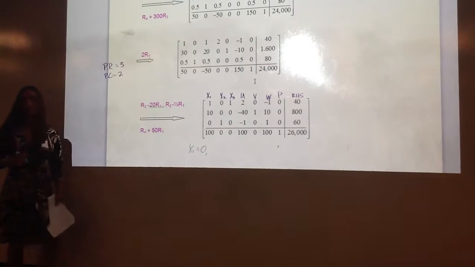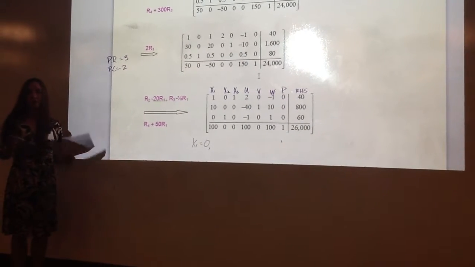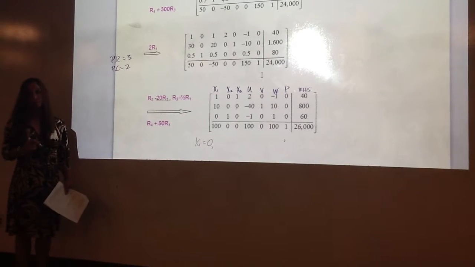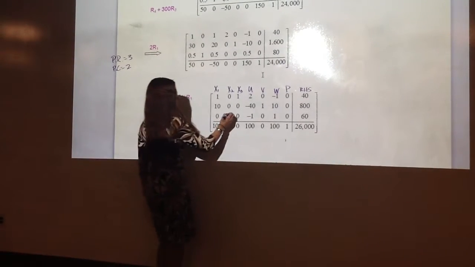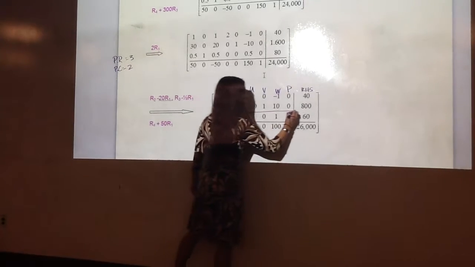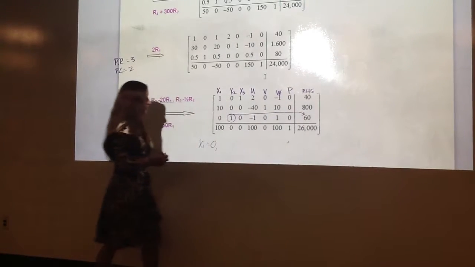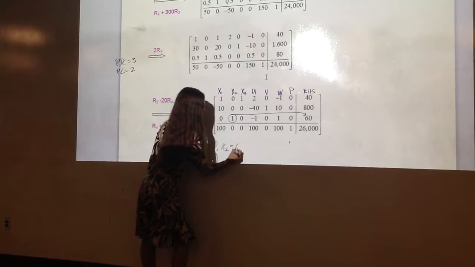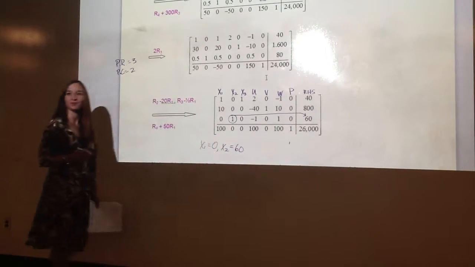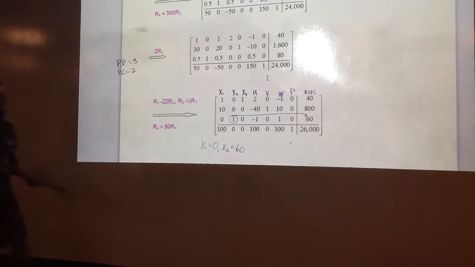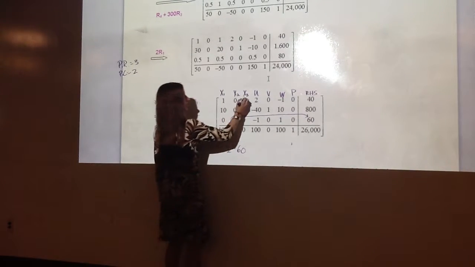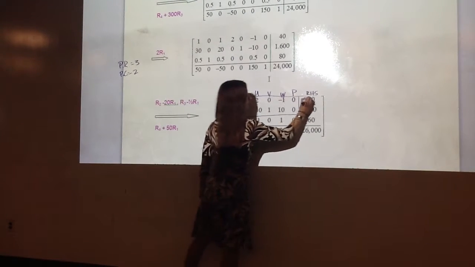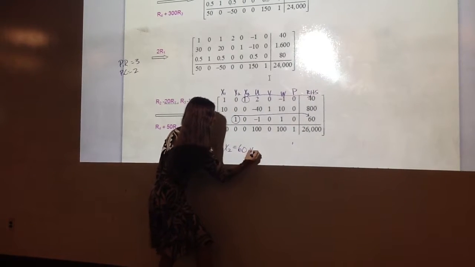Is x2 a unit column? Yes, it is. So we take the 1 in that column and we want to connect it to the value on the right-hand side. So that means x2 is equal to 60. Is x3 a unit column? Yes. So what is its value? 40, right? x3 is 40.